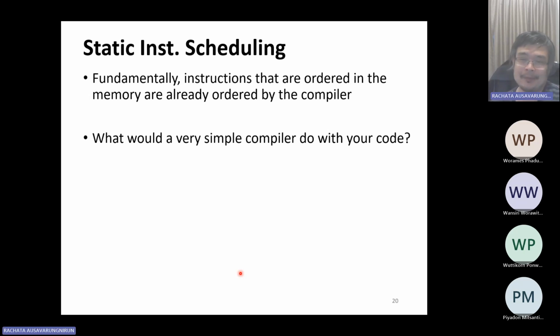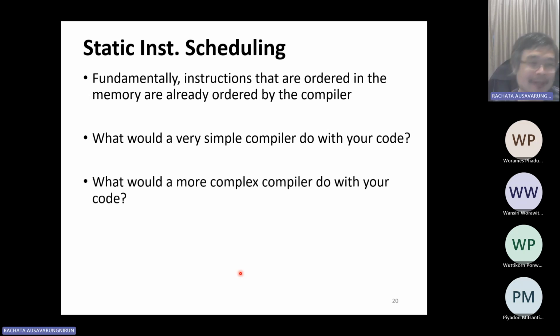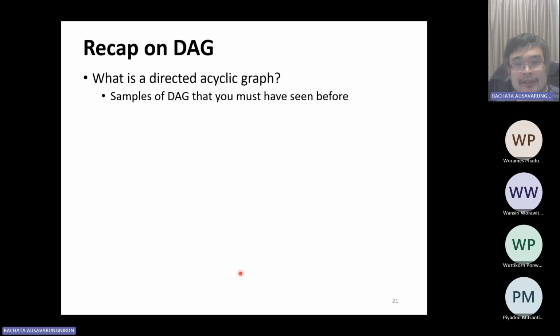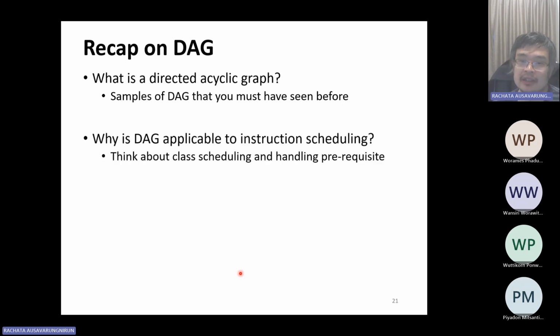A simple compiler would try to convert your code into assembly that reflects your code. But a more complex compiler can reorganize and shuffle your code in a way that is more friendly toward your hardware. So for a quick recap on acyclic graphs: a directed acyclic graph is a graph with direction. I can use this concept to build a dependency graph, right?